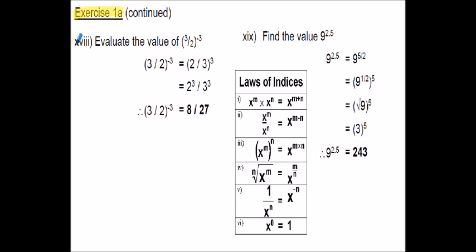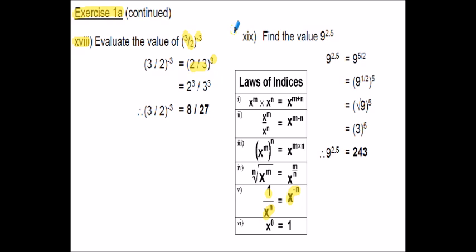Exercise 1A continued, part 18. We're asked to evaluate 3 divided by 2 in a bracket, and the bracket's all raised to the power of minus 3. Now don't forget the negative index, x to the minus n, is 1 upon x to the n, in other words reciprocal. So to get rid of the negative, we could simply reverse the 3 upon 2 and write 2 divided by 3, raised to the power of positive 3.